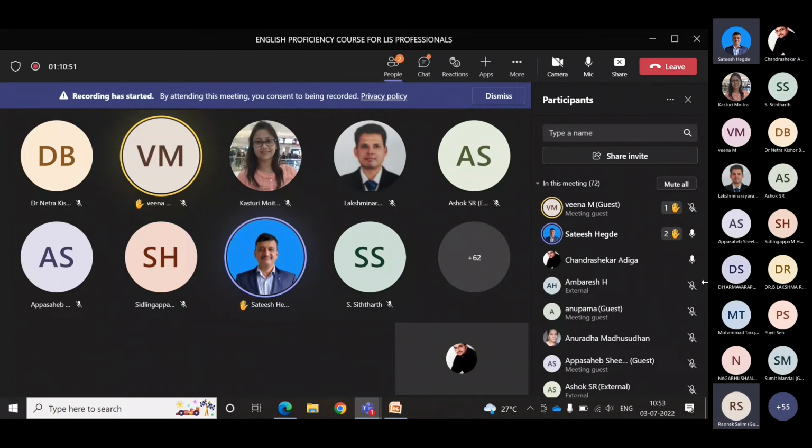Anyway, my observations: number one, the samosa was really good. I think I should always mention that. I'm just kidding.